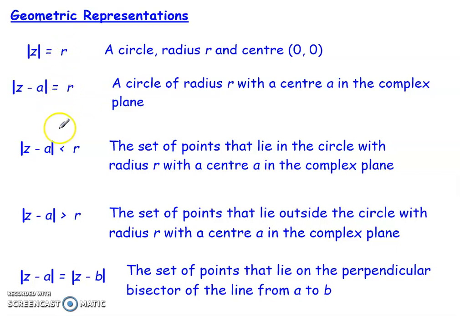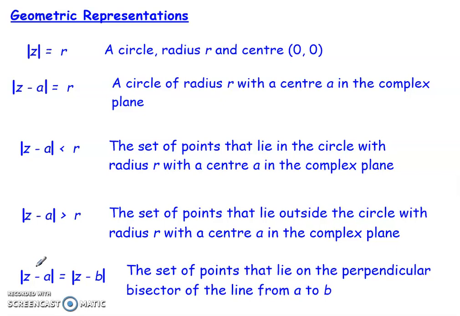Now for any of these ones, so this includes the magnitude of z as well as the magnitude of z minus a, if we have less than r, it's a set of points within the circle, and if we have bigger than r, it's a set of points outside the circle in the complex plane. So we covered that in the previous example. And then the last one was the last example we looked at, where we had the modulus of z minus a equals the modulus of z minus b. What that was, was a set of points lying on the perpendicular bisector of the line from a to b. That represented the solutions to the set of numbers in the complex plane for that.